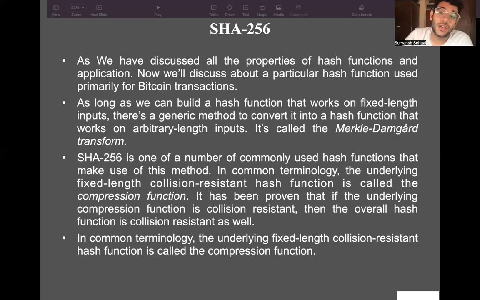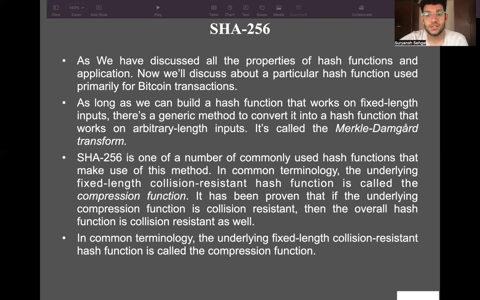Now we talk about SHA-256. SHA-256 is a hash function that is particularly used for Bitcoin transactions. As we have discussed all the properties and applications of a hash function, now we'll discuss a particular hash function used primarily for Bitcoin transactions.